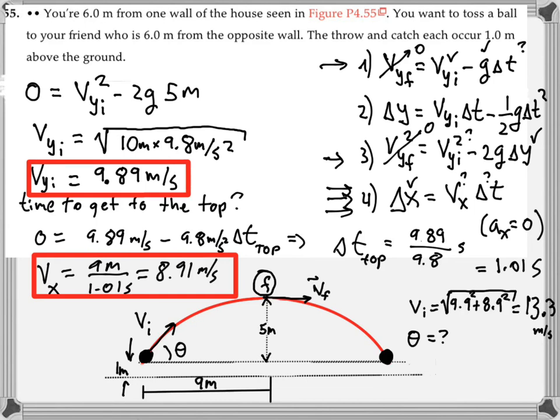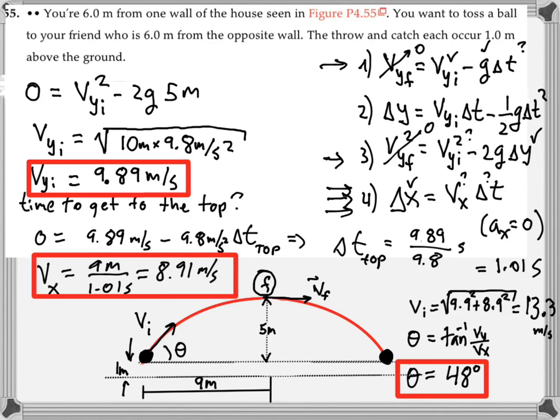What's the minimum speed to have the ball clear the roof? The second question was, what is the angle at which we need to launch this ball? The launch angle is the angle formed by the initial velocity vector. The angle that a vector forms can be found by doing the inverse tangent of the y component of the vector divided by the x component of the vector. So Vy initial divided by Vx. So we do inverse tangent of 9.89 divided by 8.91, and that gives us the angle, which turns out to be 48 degrees.